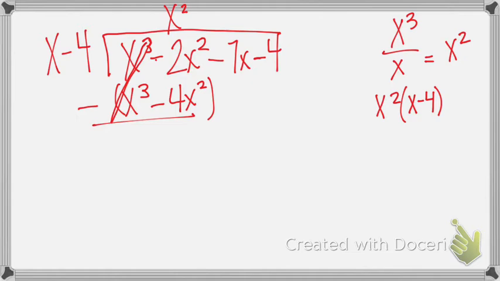Now, we have a negative 2x squared minus a negative 4x squared. So these two negatives on the bottom become a what? A positive. So now we have a negative 2 plus 4, which leaves me with a positive 2. What do you always do in multiplication? You do what to that next term? You drop it down. So negative x.